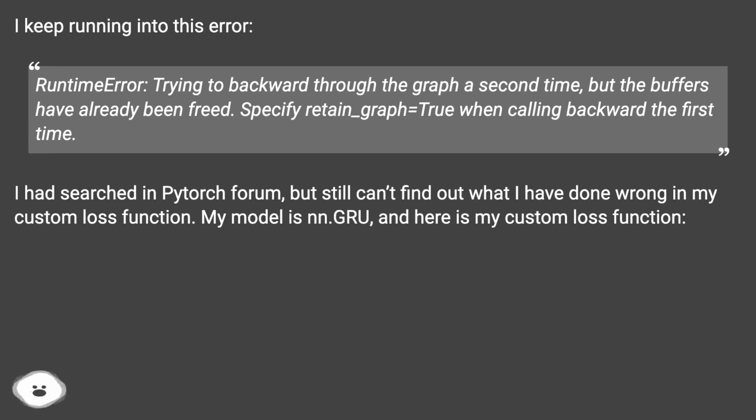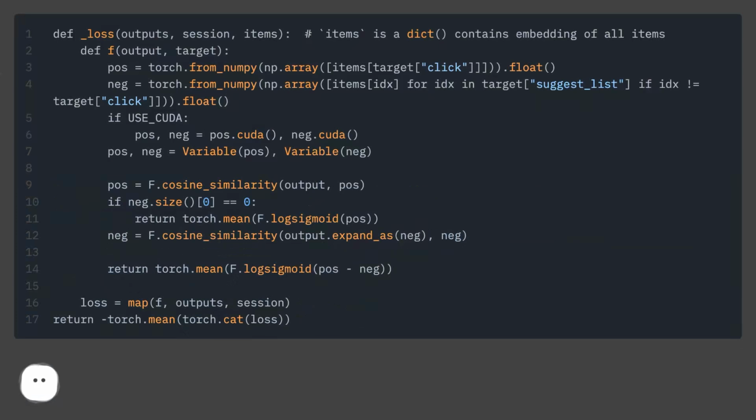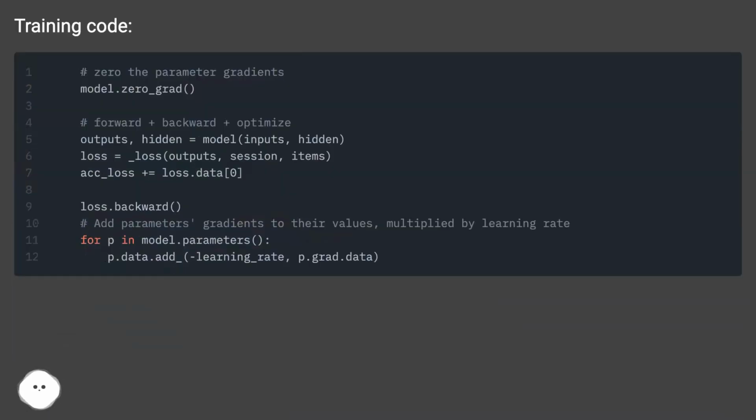I had searched in the PyTorch forum, but still can't find out what I have done wrong in my custom loss function. My model is nn.GRU, and here is my custom loss function. Training code.